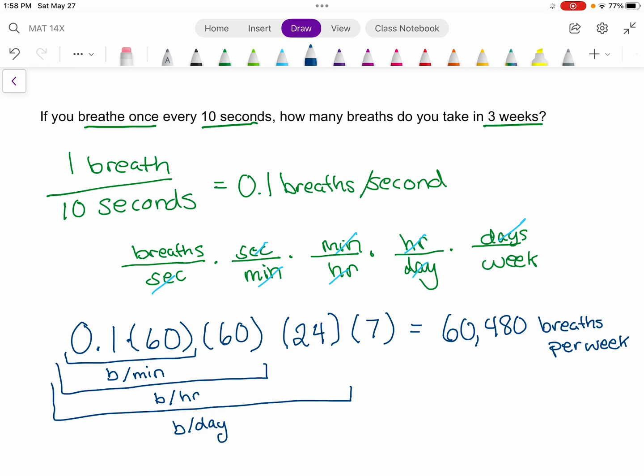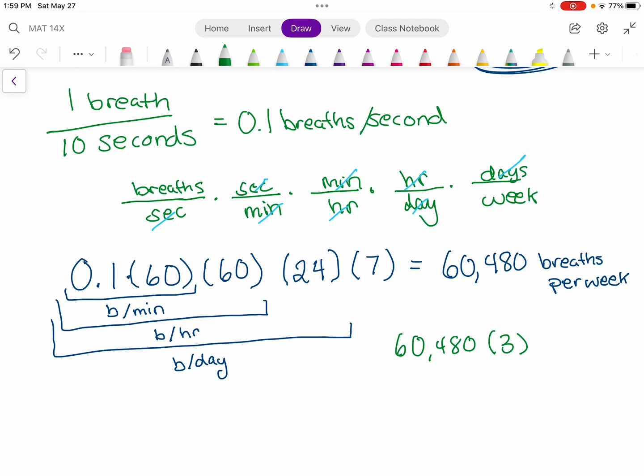We were asked for 3 weeks. So basically we need this breaths per 1 week to happen 3 times. So this is where we're using our rate. So we have our 60,480 breaths per week over a 3-week period would get us a total of 181,440 breaths, that's a lot, in 3 weeks' time.